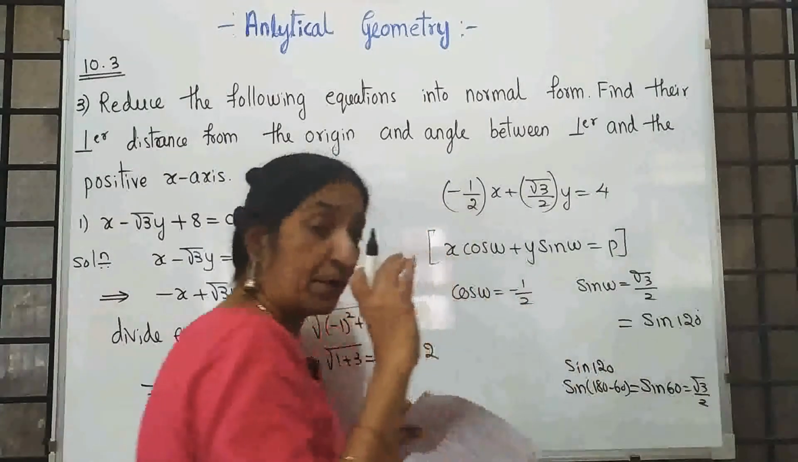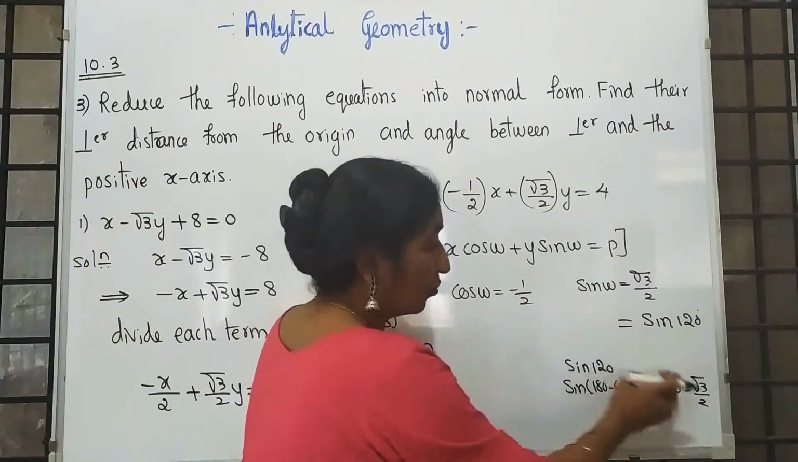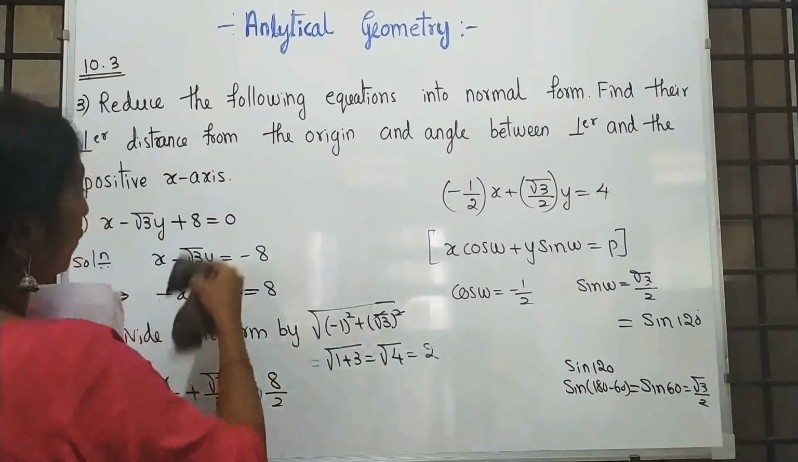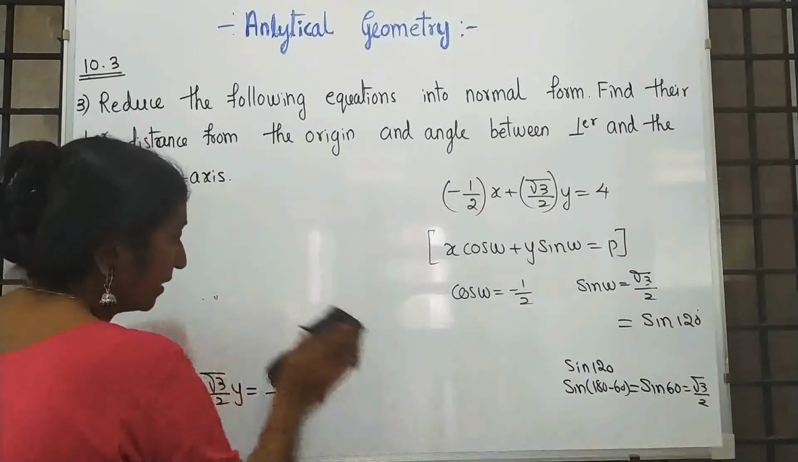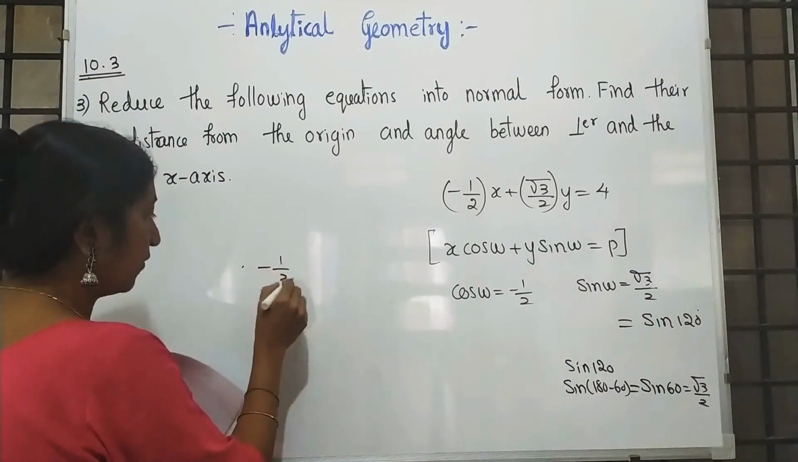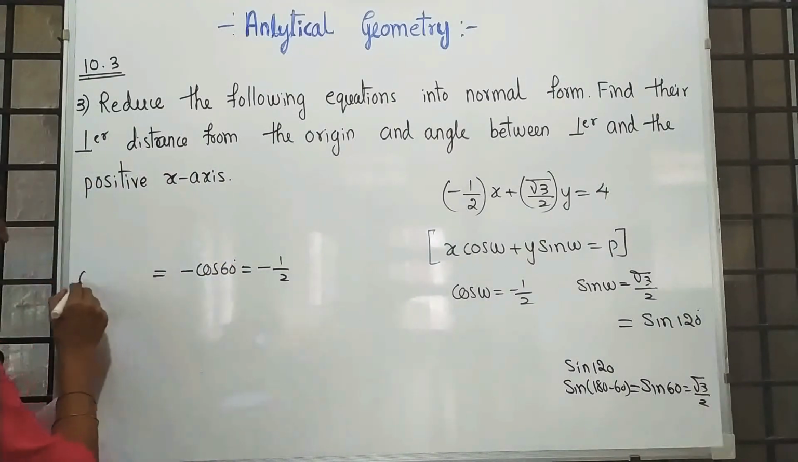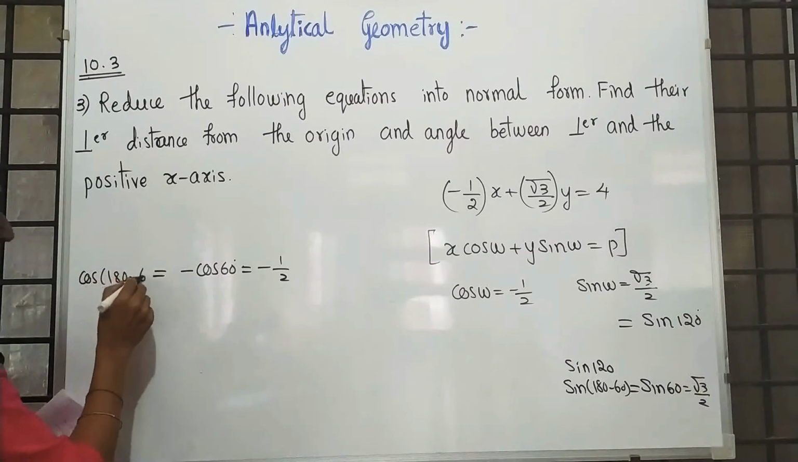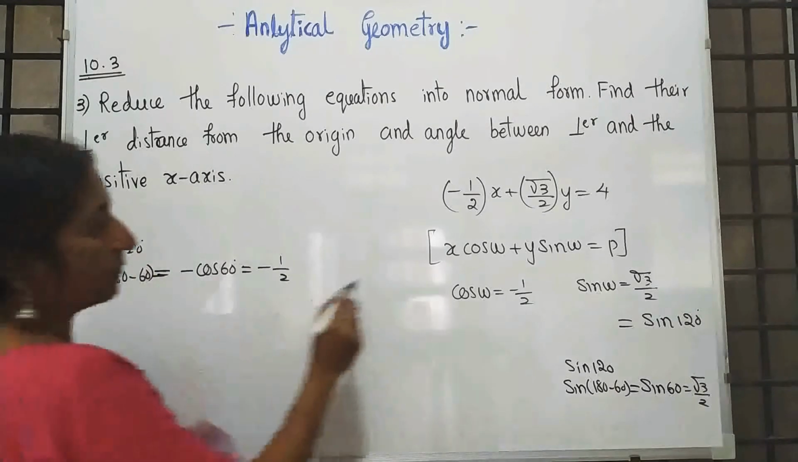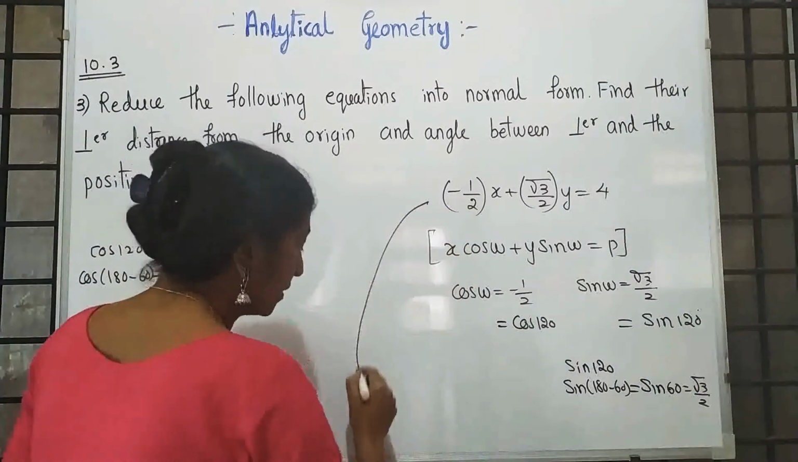If you know trigonometry perfectly, then only you can write this. Sin is positive and cos is negative. This is a method to find the value and calculate the cos value. See, what is cos of minus half? If you write it in the second quadrant, it is negative. See, minus half means it is minus cos 60 degree. Minus cos 60 degree is nothing but cos of 180 minus 60 degree. We have to write it in the reverse order. That is cos 120 degree.